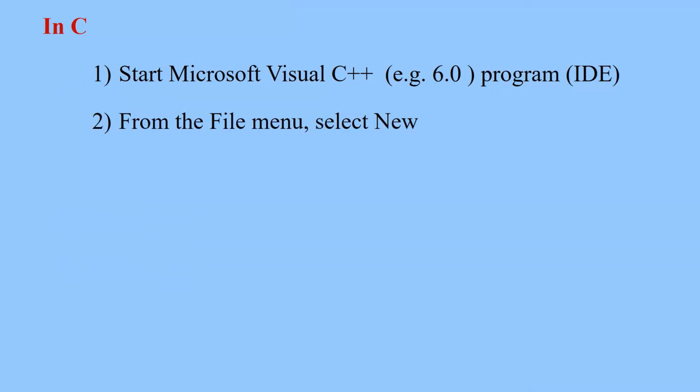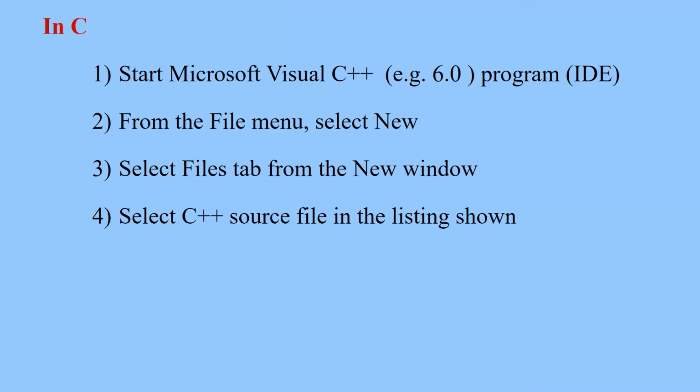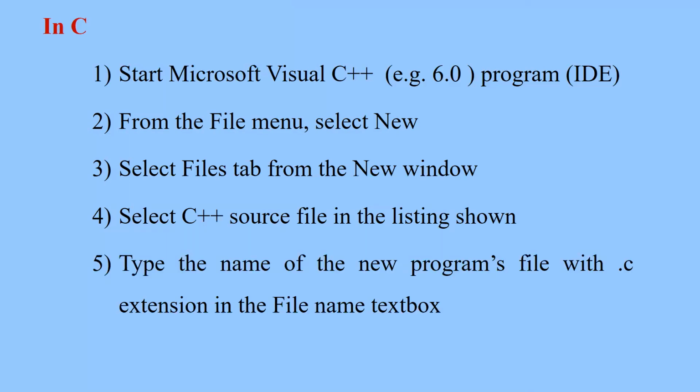click on the File menu and select New, because you want to start a new program. You want to start a new source code. Number 3, select the Files tab from the new window. Then select C++ source file in the listing shown.